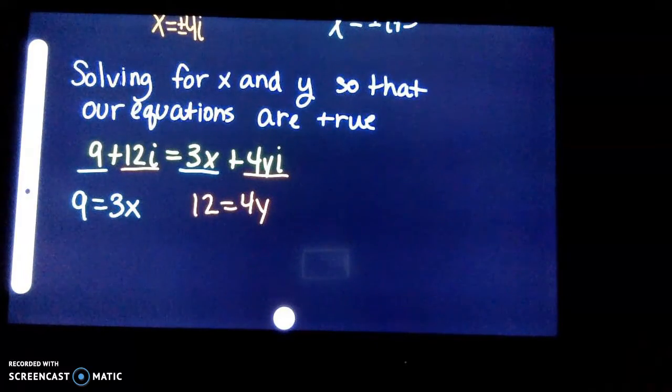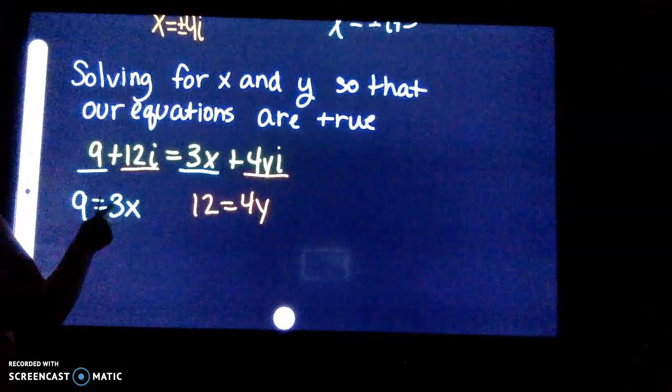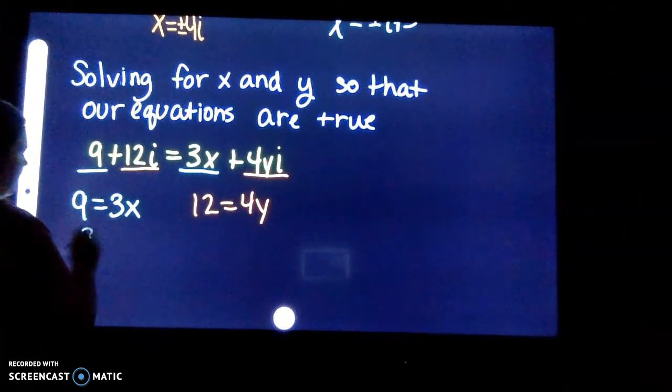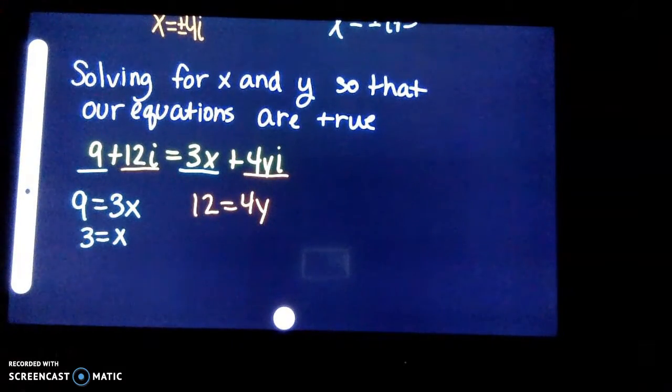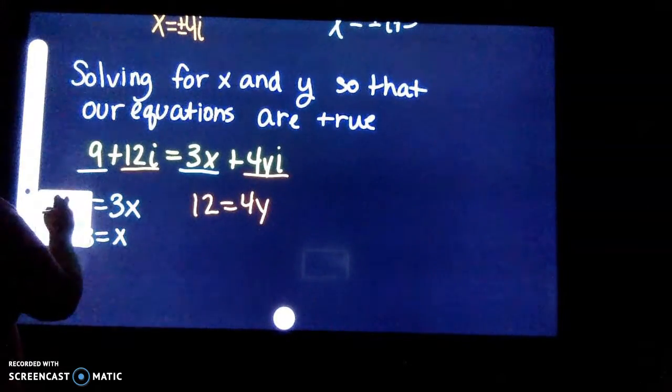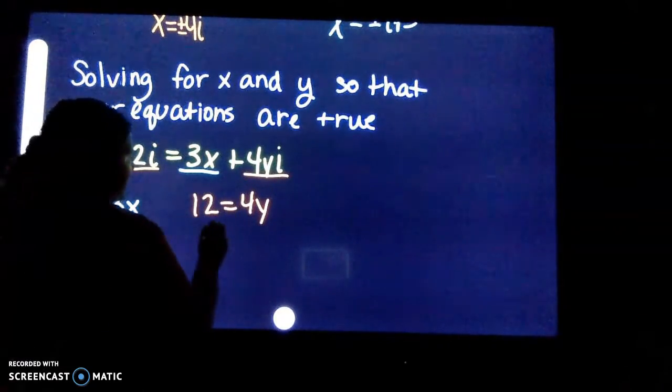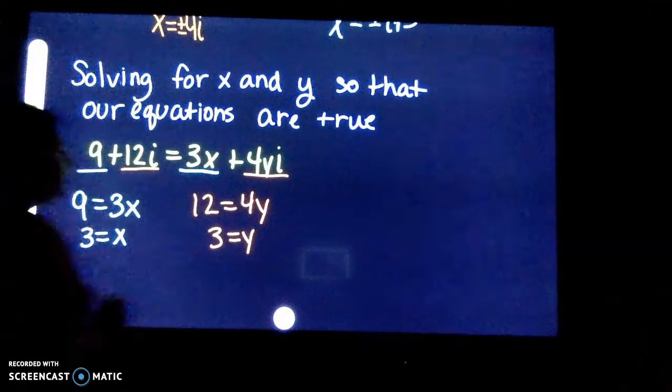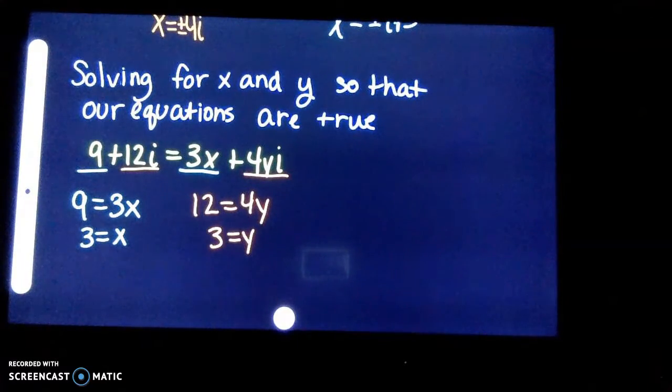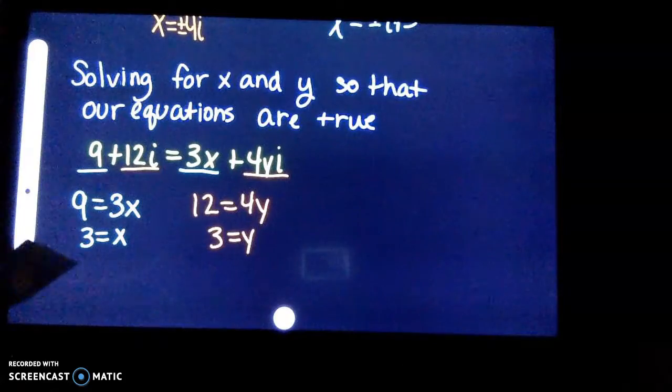From here, all I'm going to do is basic algebra to isolate the variable and solve. So on this side, I'm going to divide each side by 3, and I get 3 is equal to x. So that's what my x variable equals. On the y side, or the imaginary side, I'm going to divide each side by 4, and I get 3 equals y. So it just so happens that in this equation, both of my variables are equal to 3.